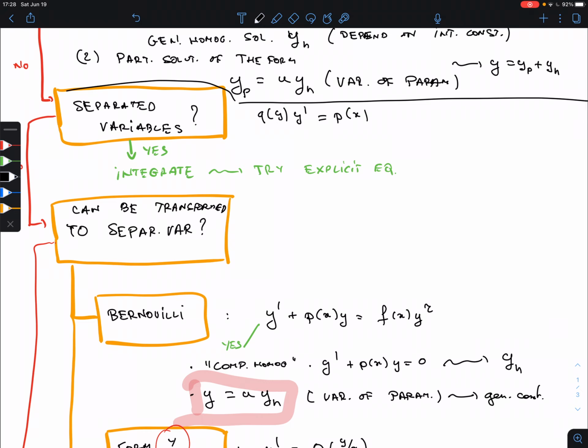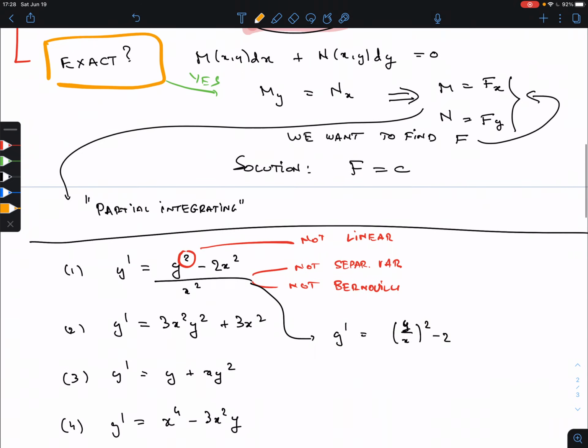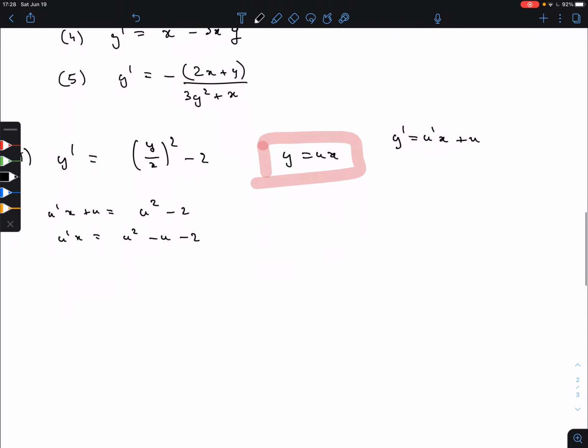Let me do it in orange here. We will loop back to that case, right? That's the whole point. So this should now be in u as separated variables. That is actually true, because if I now divide both sides, bring the x to the one side, that becomes 1 over x, and then the u prime becomes u squared minus u minus 2. Now this is separated variables in u.